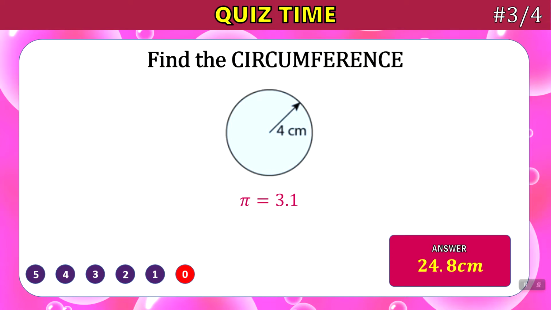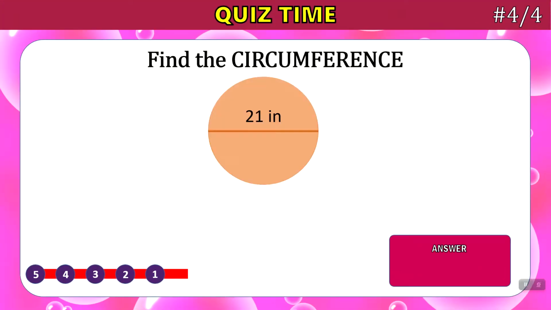Time's up. The answer is 24.8. C equals 2 pi r in this case because we're given a radius. And we know that 2 times 3.1 is 6.2, times 4 is 24.8. And the last question, find the circumference, 21 inches diameter.